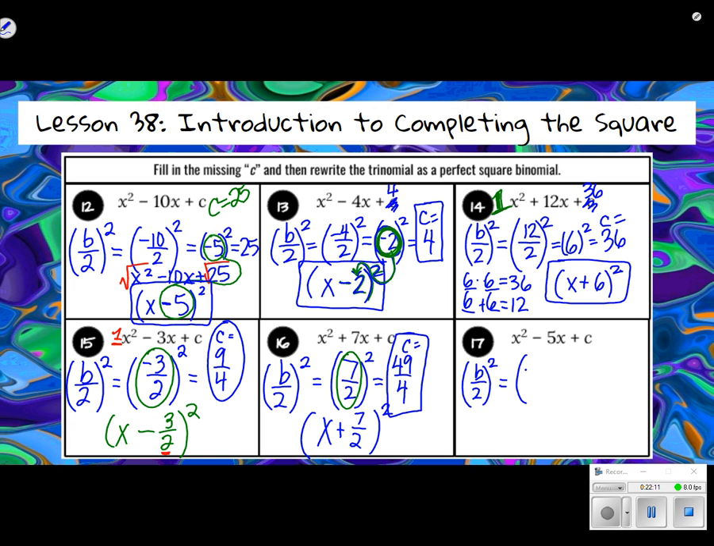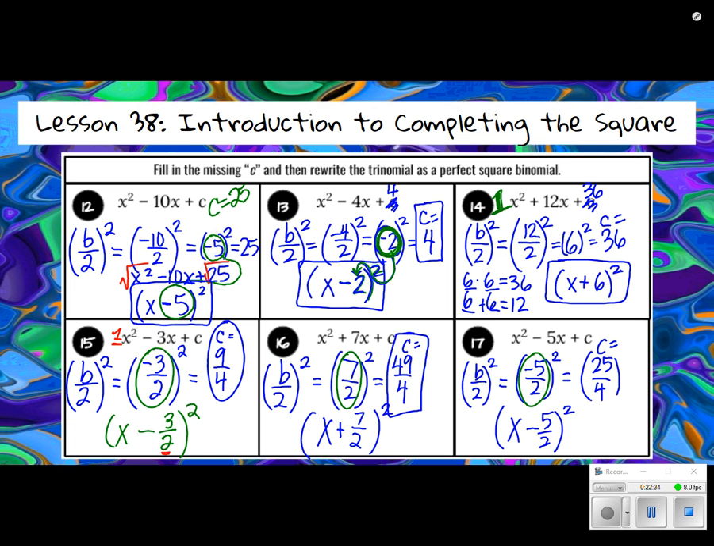But b divided by 2, squared. So we're going to have -5 divided by 2, squared, which is 25/4. That's our value, c equals 25/4. And so we're going to have x, and this is a -5/2. So we're going to write x minus 5/2, squared.